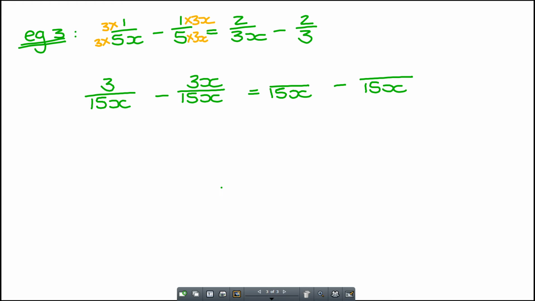Oh, what's wrong? Have a look over here. I had 5. I want 15x. So 5 times 3 will give me the 15. But I also have to multiply with x because it was not just 15, it was 15x. And when I multiply with 3x at the bottom, I also have to multiply with 3x at the top.